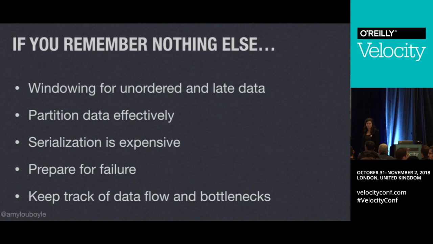If you take nothing else away from this presentation, these are the things you can remember. Use a windowing strategy for dealing with unordered and late data. Partition your data effectively so that you can spread load and so that it works with your application logic. Serialization is expensive, so think about your microservice architecture. Failure is going to happen. Be prepared for it, and make sure you practice it regularly. And keep track of your data flow and your bottlenecks. Think about back pressure.